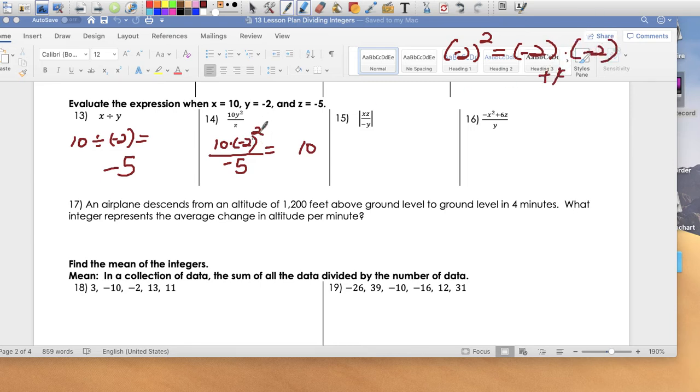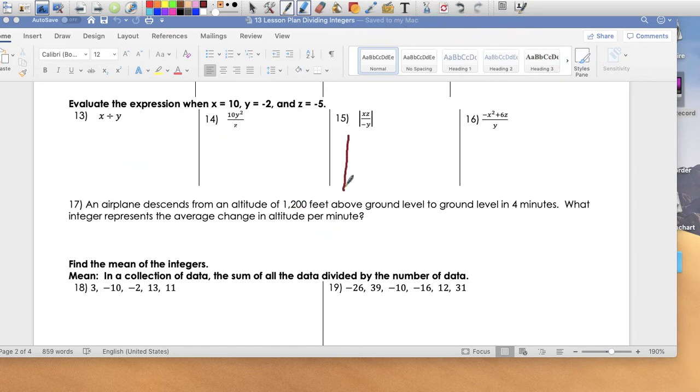So this is 4. So I'm going to change that and write 10 times 4, and then divide by negative 5. Continuing, 10 times 4 is 20. Divide by negative 5. And positive divided by negative is a negative, and 20 divided by 5 is 4. Now it has some absolute value here, so let me put this, absolute value.